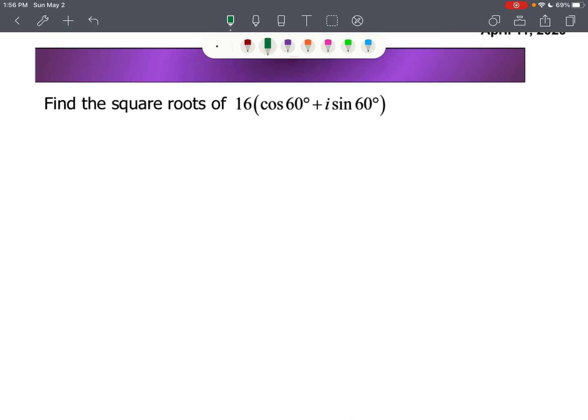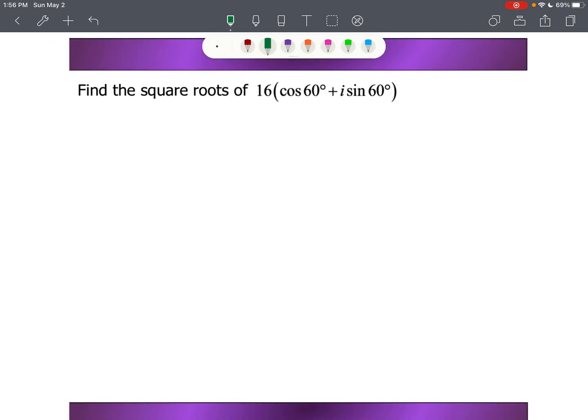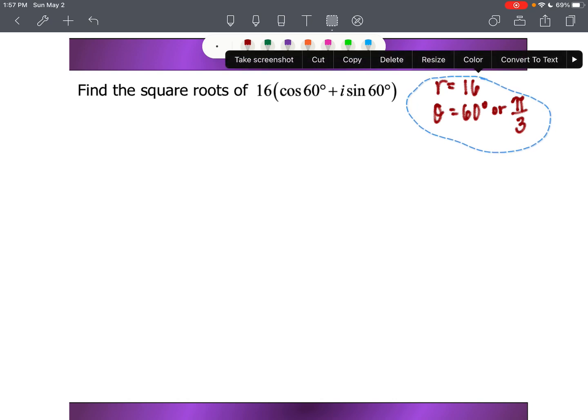In the next video, we're going to make this a try, and I'm going to give it to you ahead of time. It's as simple as r equaling 1000 or 16 and theta equaling 60 degrees or pi over 3. So if you want to give that a try before the video, you're more than welcome and also encouraged to give it a try.